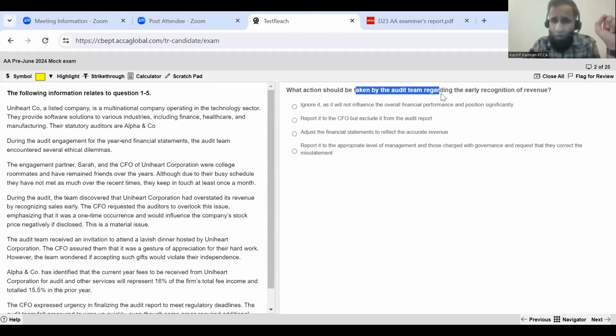What action should be taken by the audit team regarding the early recognition of revenue? What is an early recognition of revenue? Is that a misstatement without even reading the scenario? Early recognition of revenue, is that a misstatement? And generally, what action do you take on a misstatement without even reading the case study? Tell me the answers. You have 4 options, A, B, C, D. Tell me which is the correct answer for a misstatement like an early recognition of revenue. Tell me which is the right one.